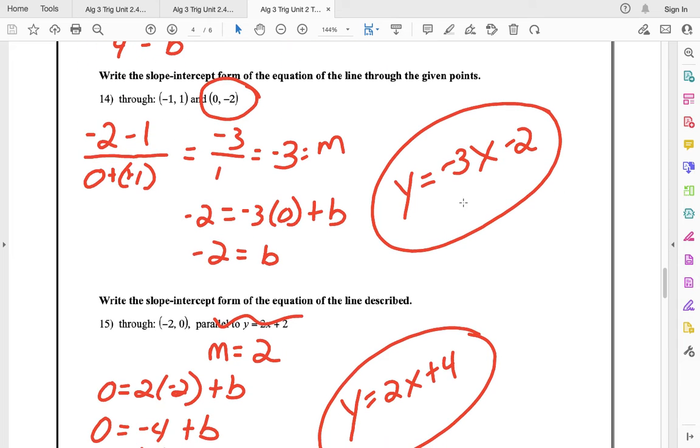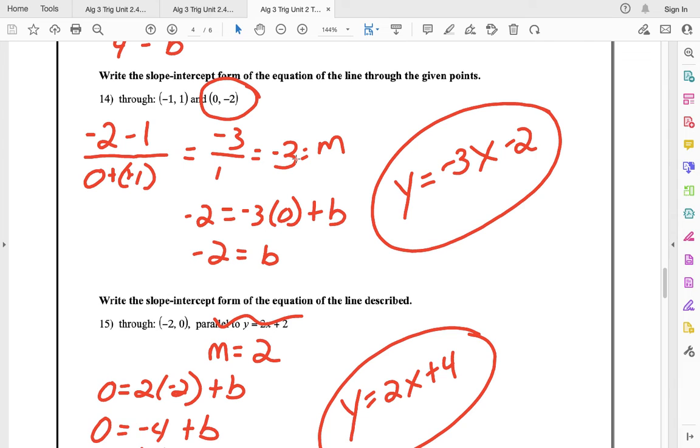For number 14, we have to do the same thing, but we're given less information. So when I have 2 points, I want to find the slope. We found the slope, and the formula's up above: y sub 2 minus y sub 1 over x sub 2 minus x sub 1. So we're going to go ahead and do that. I have negative 2 minus 1, over 0 minus negative 1. Double negative turns to a positive. So I have negative 3 over positive 1, which is negative 3.